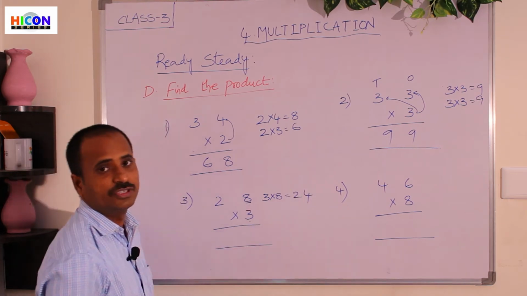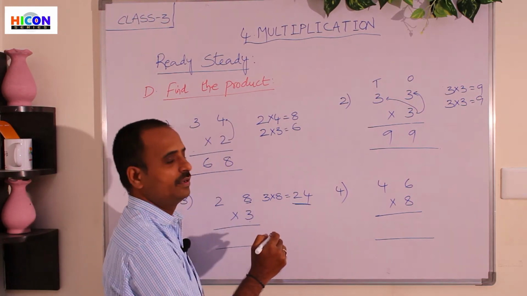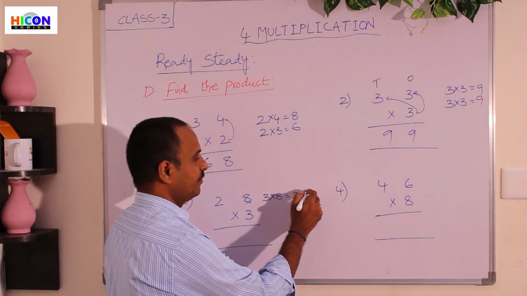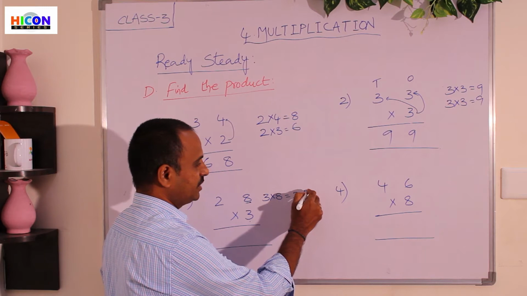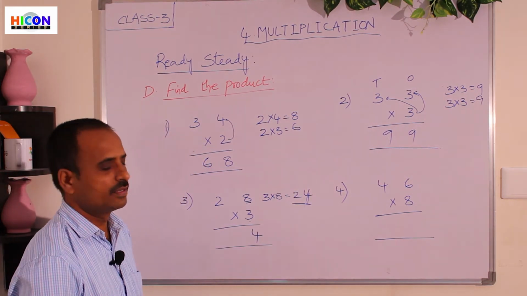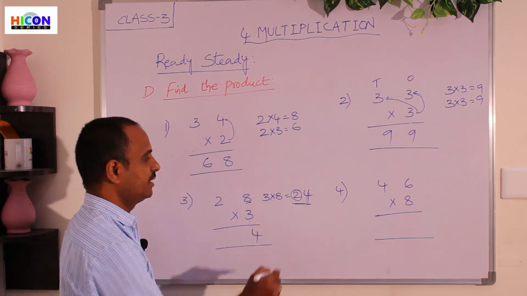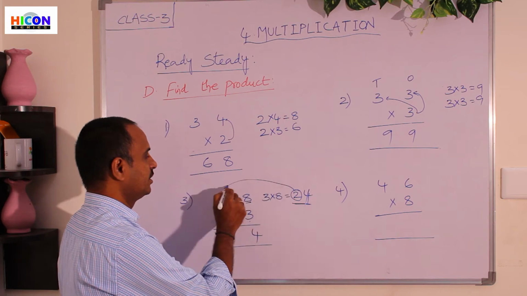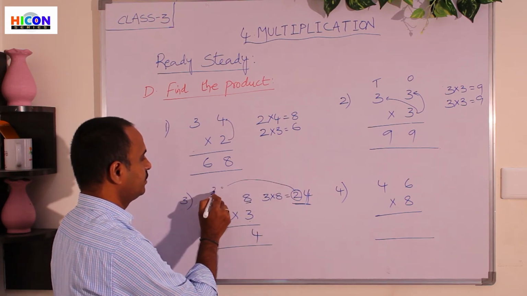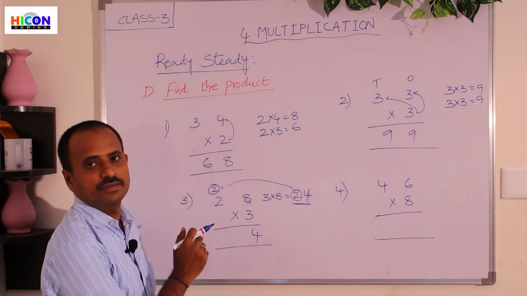3 8s are how much? 24. 3 8s are 24. If the product is a 2-digit number, write the first digit 4 under ones place. And carry the next digit to the next place, that is the tens place. That is 2. So write 2 in the tens place.